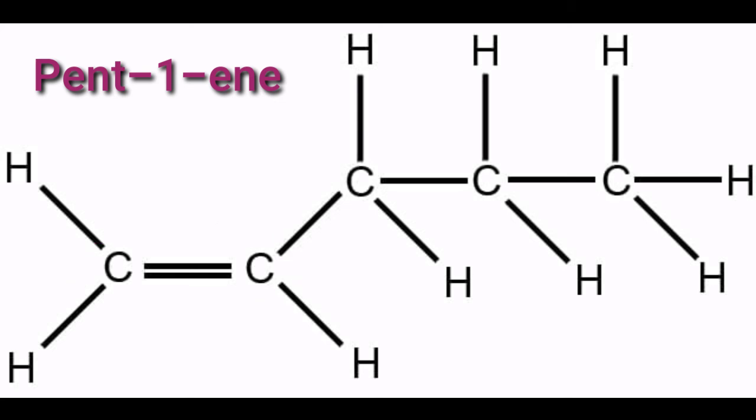Step 3, the carbon chain is numbered from the end such that the double bond has the lowest locant number, as shown below, according to rule 3. Step 4, the locant number of the double bond is 1 and thus the suffix is 1-ene. So, the name of the compound is pent plus 1-ene is equal to pent-1-ene.